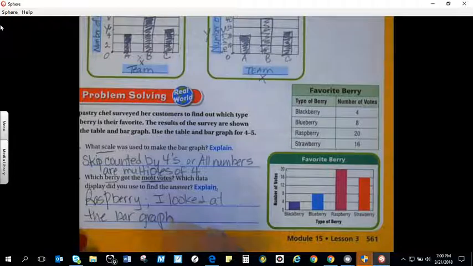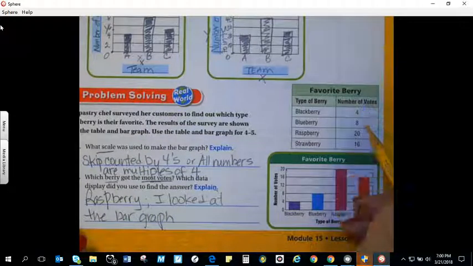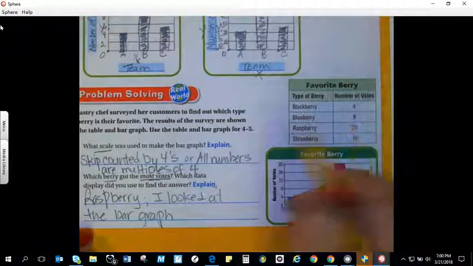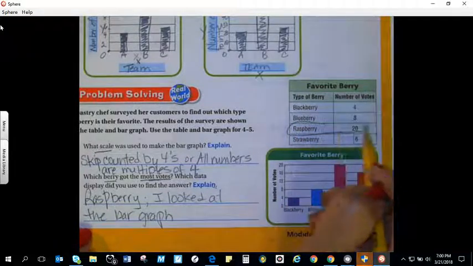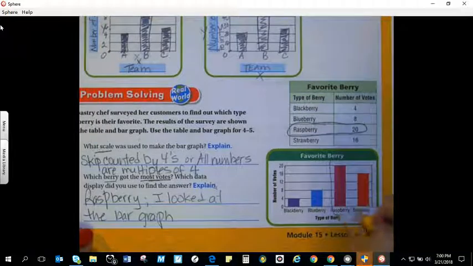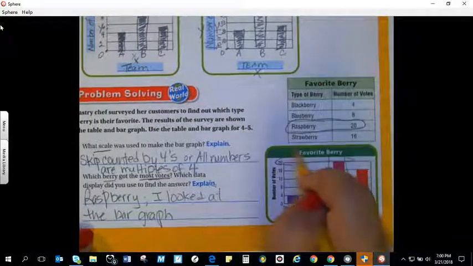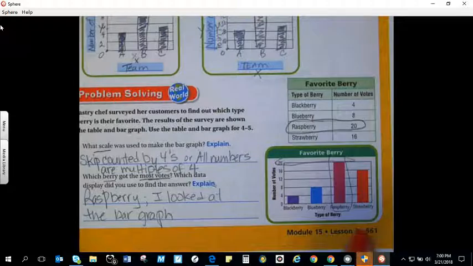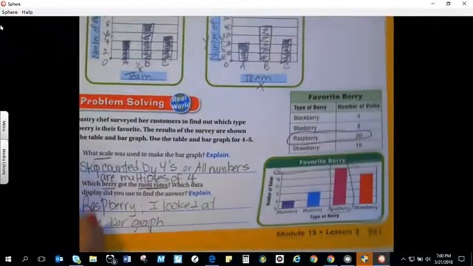Now, for you, if looking at these numbers here are easier for you, then you would circle raspberry, and then the 20s show that it had the greatest amount. Here, I'm going to just circle my 20 here. Okay? All right. So far, so good? Alrighty, let's take a look at number 6.